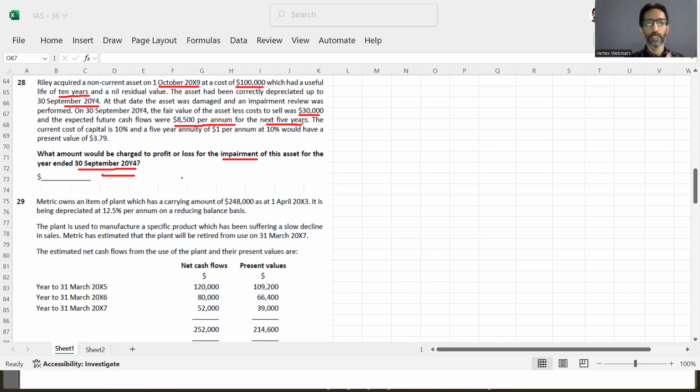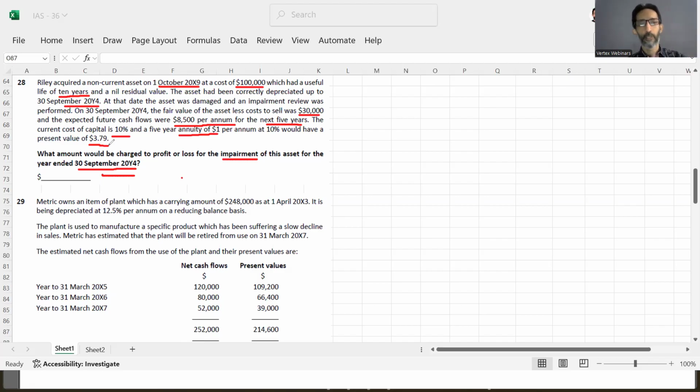We're going to multiply these by the discount factors to calculate the present value, which is going to be regarded as the value in use. So this is a really good question to understand the whole process of calculating the recoverable amount, okay? And the current cost of capital is 10%, and the 5-year annuity. They have given us the annuity factor because the cash flows are uniform. Every year, we expect to have 8,500 from the use of the asset. So that's why they have provided us the annuity factor, which is 3.79. So we're going to take the cash flows of 8,500 multiplied by 3.79. We're going to have the present value, which is going to be the value in use.